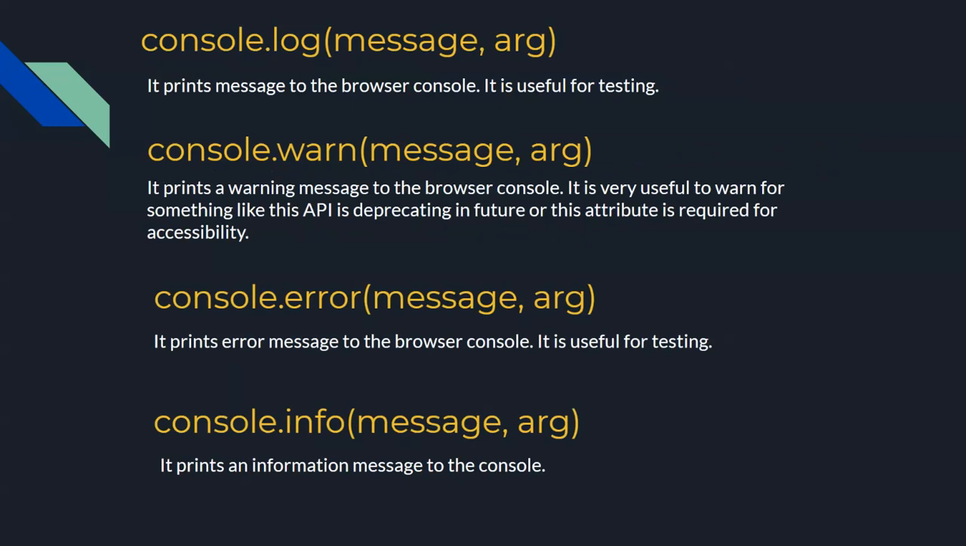So first we'll start with console.log. It prints a message to the browser console. It is useful for testing. When you are testing something and you want to print something, you can use console.log. Its syntax is the message and the arguments. I'll take it in the next slide, but we pass the message and it prints the message. Let's go to our playground and see how it works.